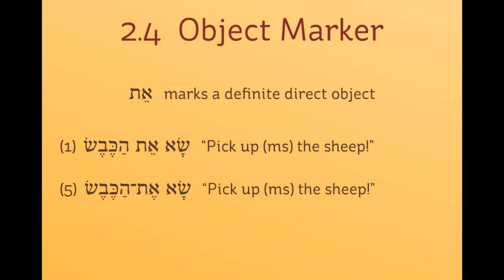Number 5 shows you a slight variation in how the Masoretic scribes wrote this. You can see this, sa et hakevis. You can also see this, sa et hakevis. The difference here is this hyphen-looking thing. It's called a makef, and what it did was it served to join these two words as if they were one word. And so whenever that happens, you usually get vowel shortening.